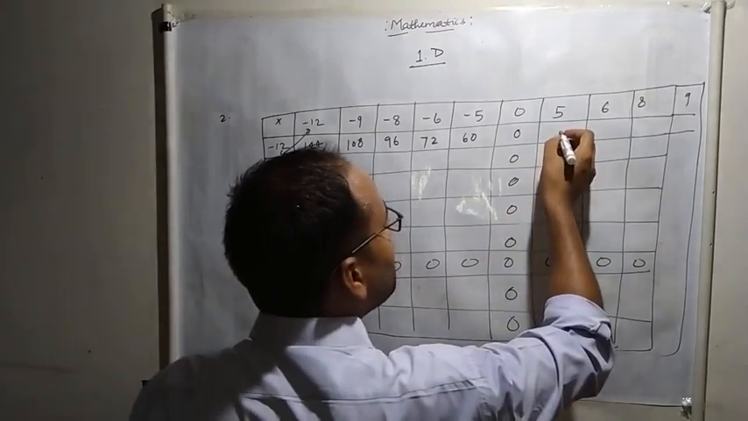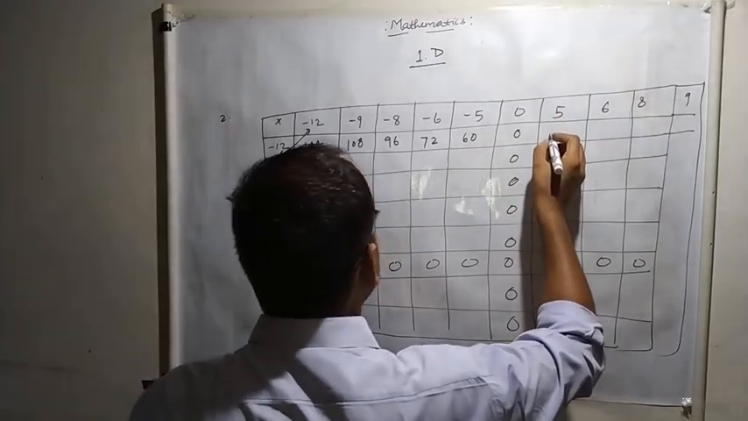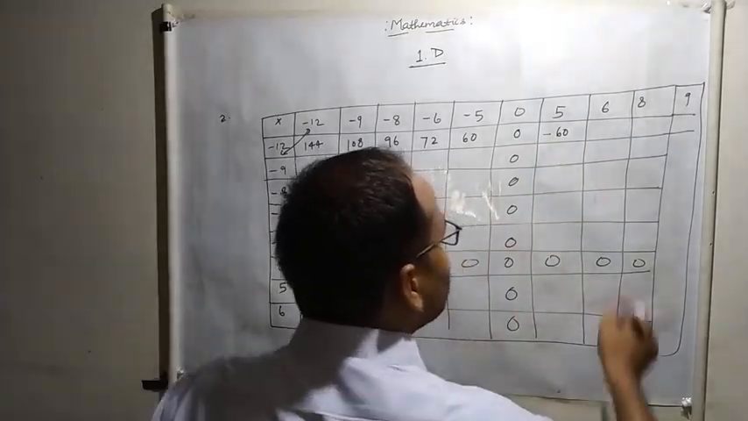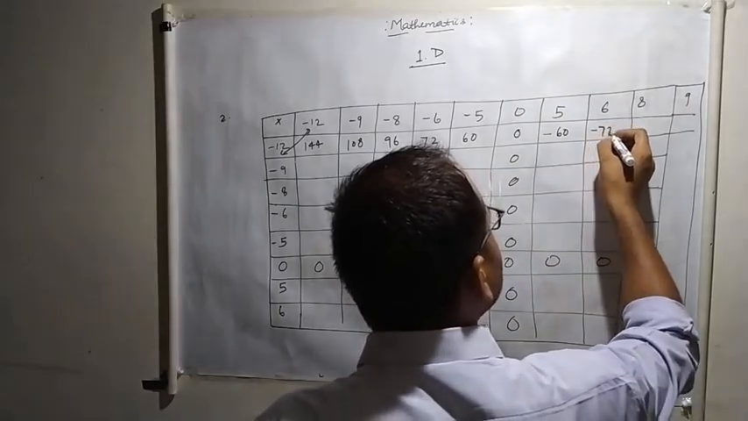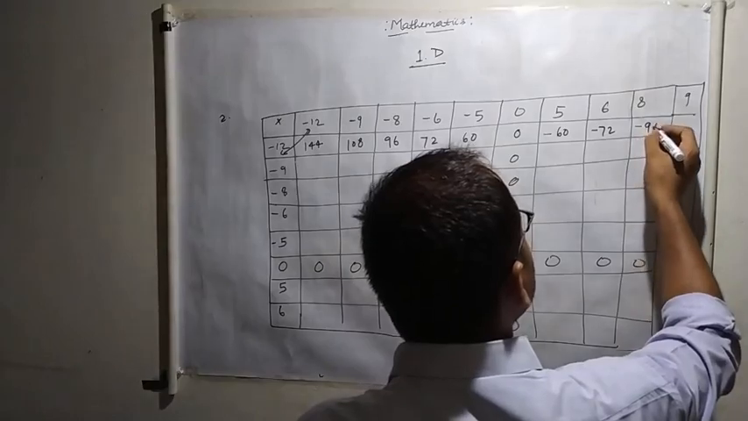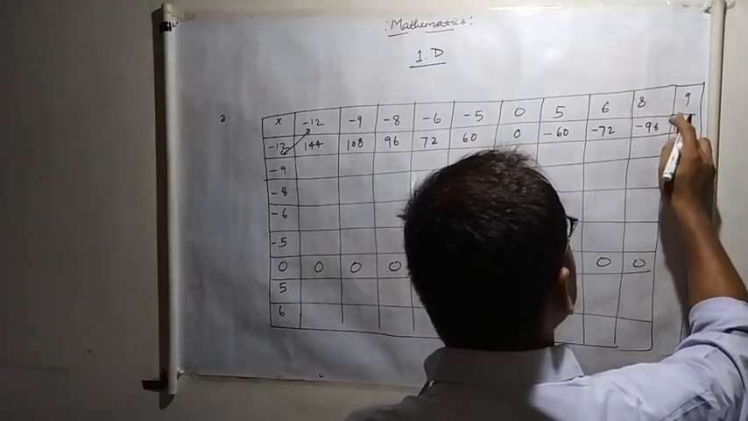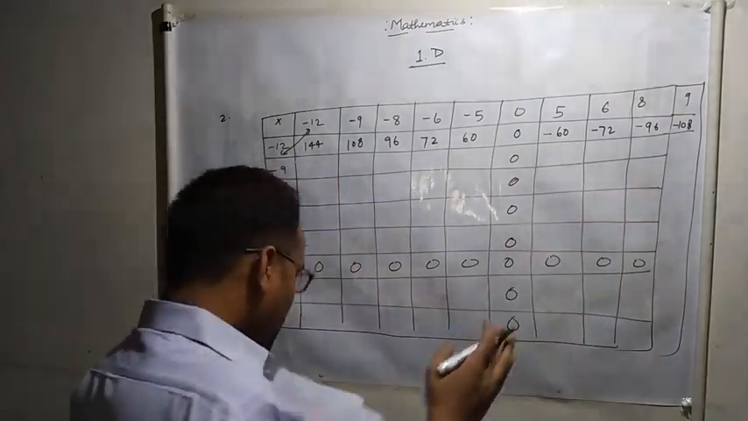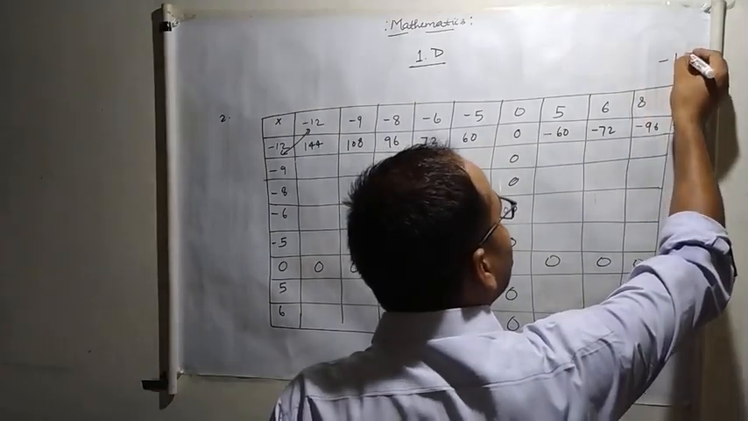And here, a minus is going to be multiplied by a plus, then you will get the negative product. So minus 12 is multiplied by 5, you will get minus 60. Then minus 12 multiplied by 6, you are getting minus 72. Minus 12 multiplied by 8, you will get minus 96. Minus 12 multiplied by 9, you are getting minus 108, and one more quantity is there, 12. Minus 12 multiplied by 12, you will get minus 144.